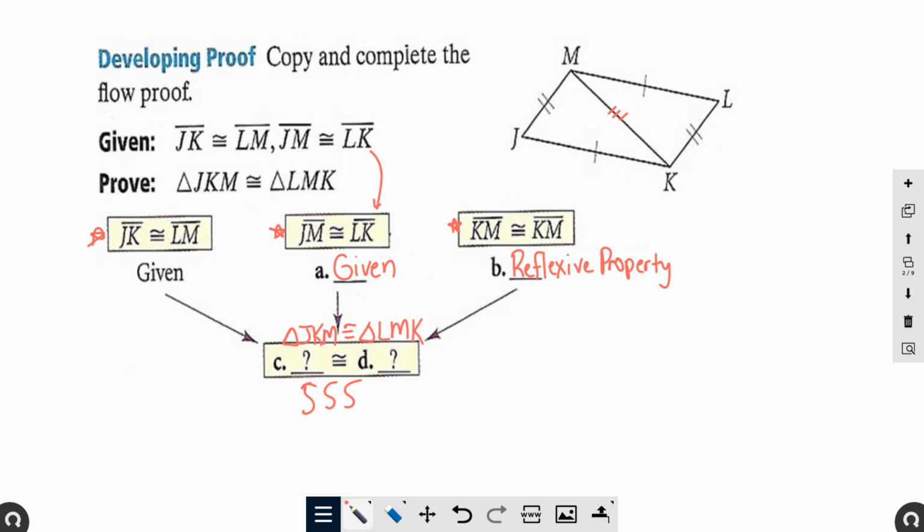All right, let's look at our next proof that we have. If the board decides to change, it likes to freeze when I insert pictures because it is a dumb program.